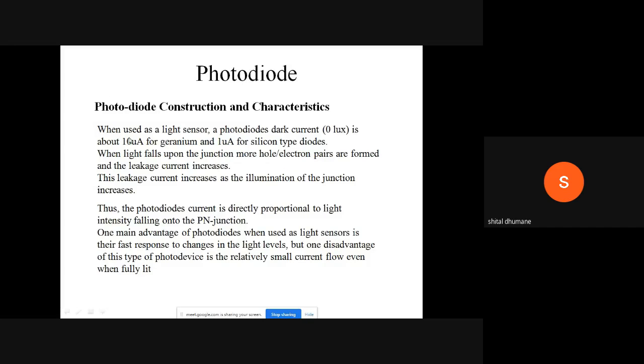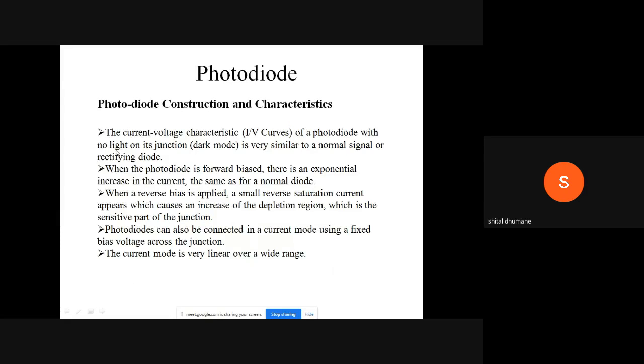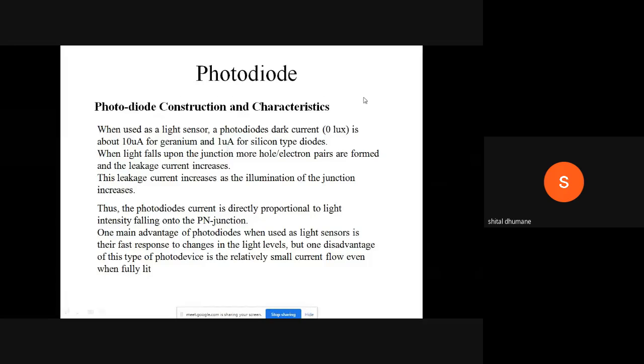So when used as a light sensor, the photodiode's dark current, that is at 0 lux, is about 100 microampere for germanium, the material being silicon or germanium. Here you see that at 0 lux the current is shown as 50 microampere, for a photodiode with no light on its junction. The photodiode dark current at 0 lux is about 10 microampere for germanium and 1 microampere for silicon type diodes.